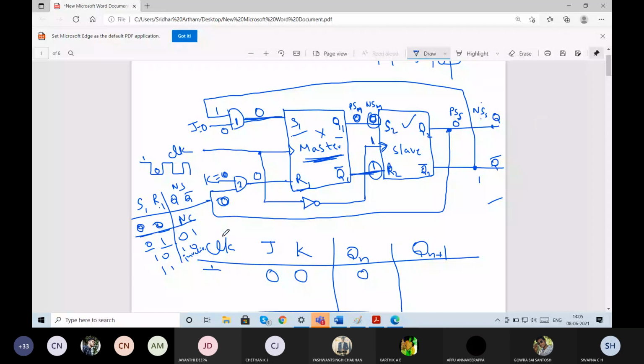Okay, now the clock is changing to 0. So this 0 is directly given to master, right? Clock is 0, so master clock is 0 now. What about the slave clock? Slave clock will get 1 as input. Since master is getting 0 as input, it will not change its state. It will remain in the same state. So I got 0 as my next state, so it will not change now.